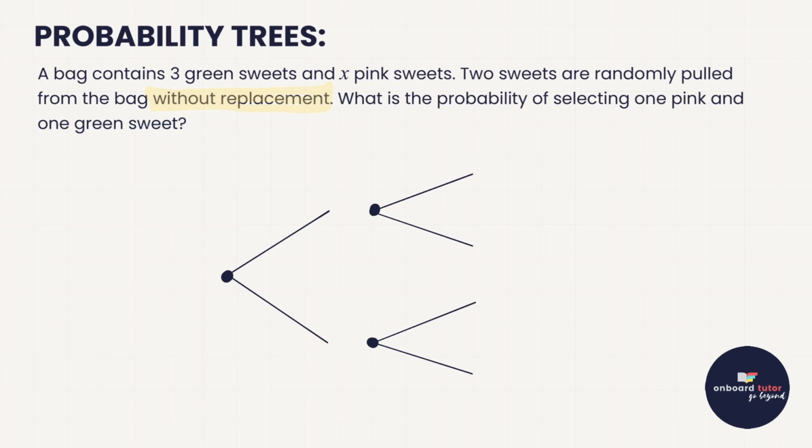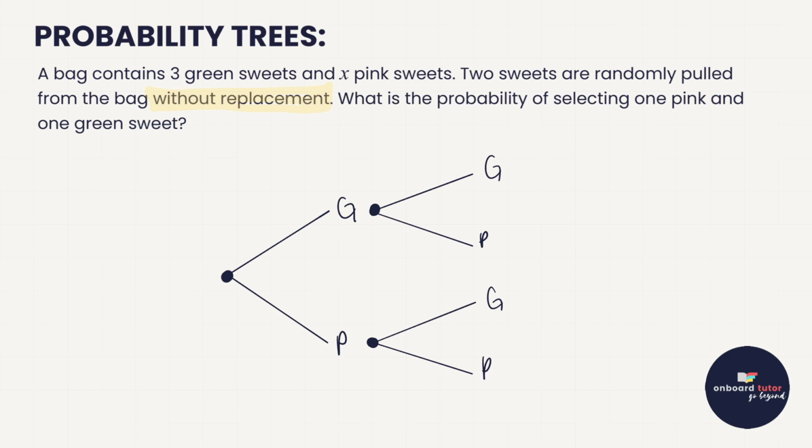When selecting sweet 1, I can either choose a green sweet or a pink sweet. So green or pink. Okay. And then when selecting again, I can either choose green or pink, green or pink. Okay. Now I need to try and fill in the probabilities along this tree.